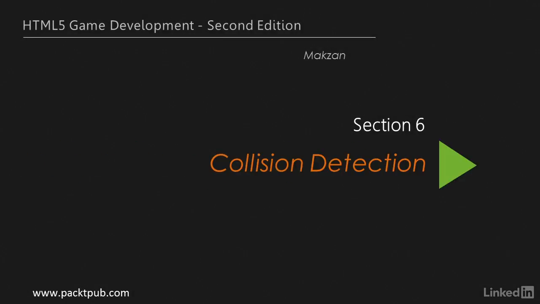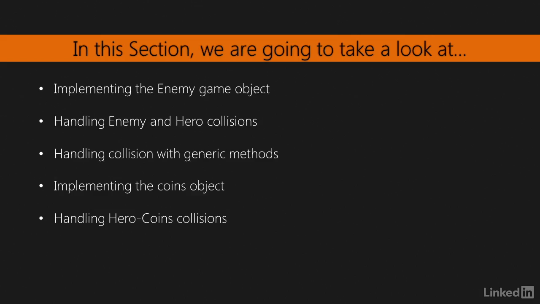In the last section, we made the hero runs and jumps on the platform. In this section, let's work on the collision detection logic. We will implement the enemy game object, and then we'll check the collision between the enemy and hero. Then we make the collision detect logic generic to fit different types of game objects.